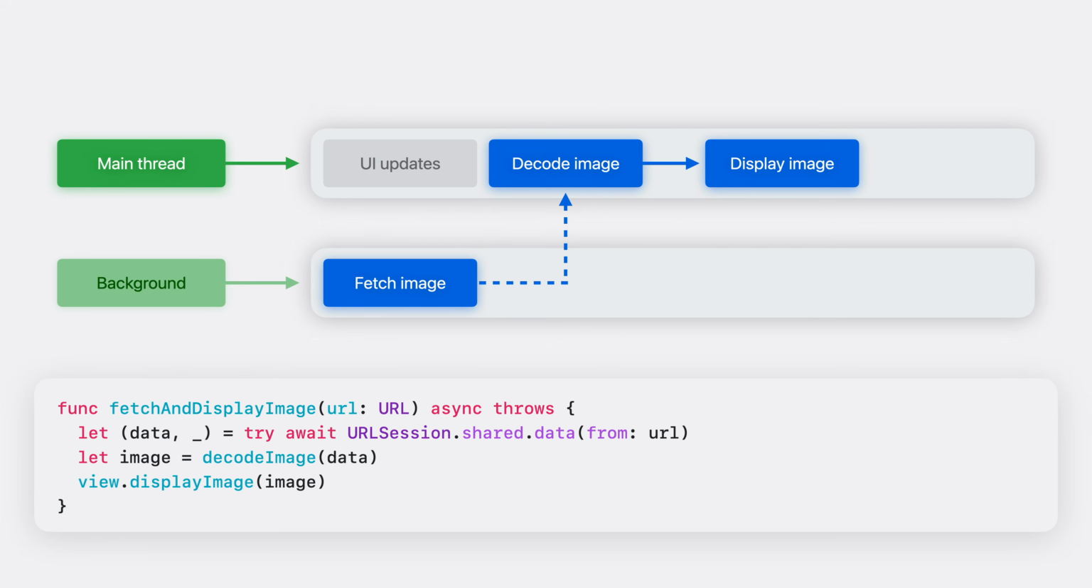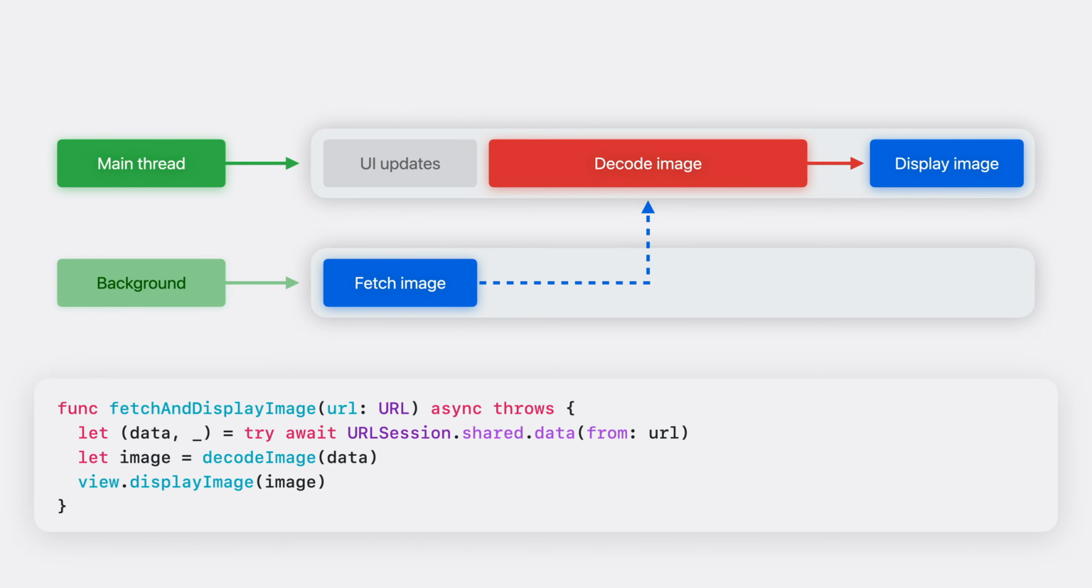The URL session API has already introduced some concurrency for us because it's handling network access on a background thread. Our own fetch and display image operation is running on the main thread. We might find that the decode operation is taking too long. This could show up as UI hangs when decoding a large image.